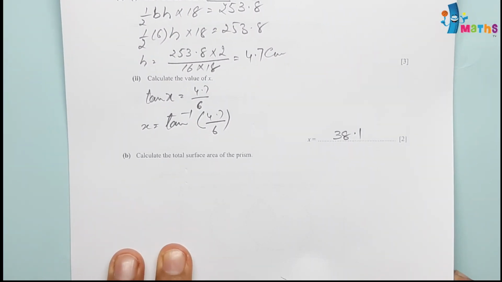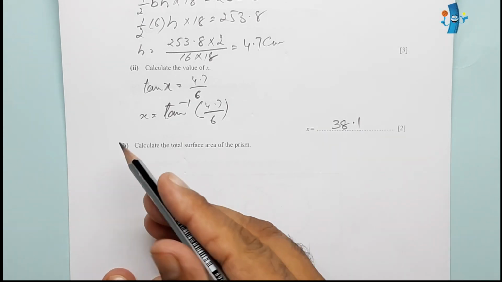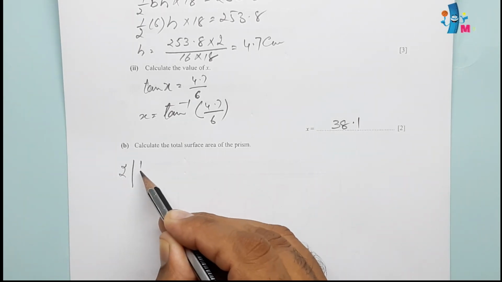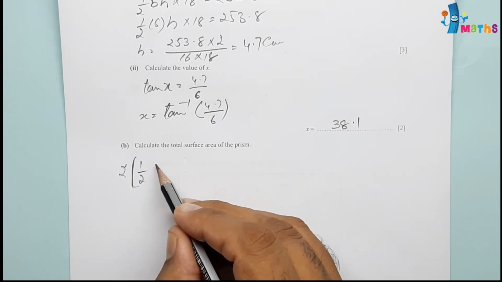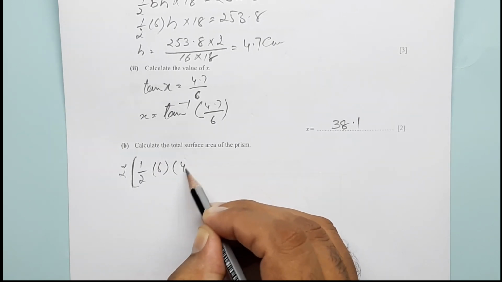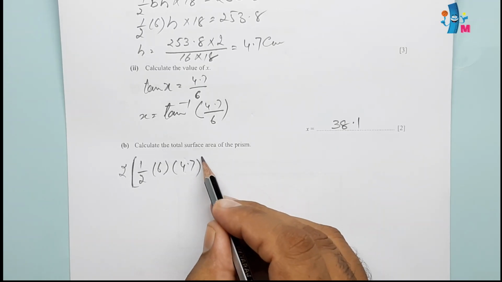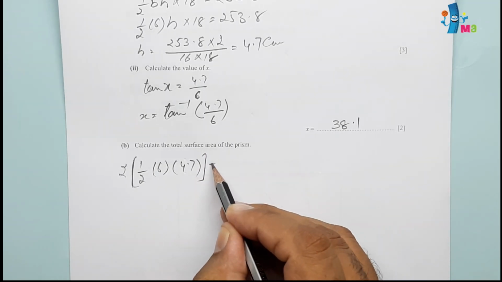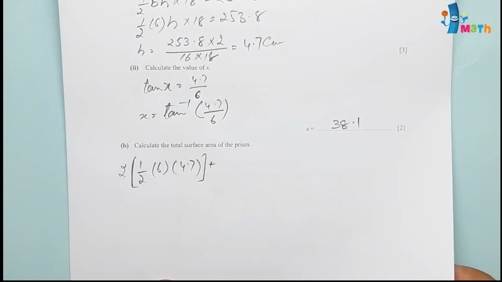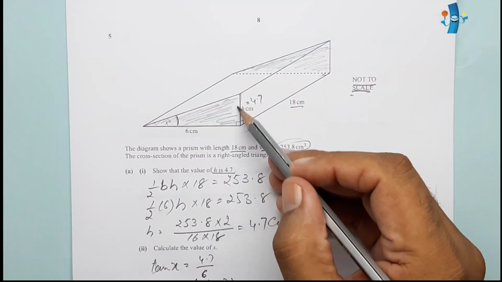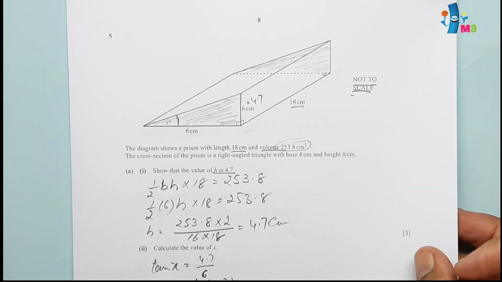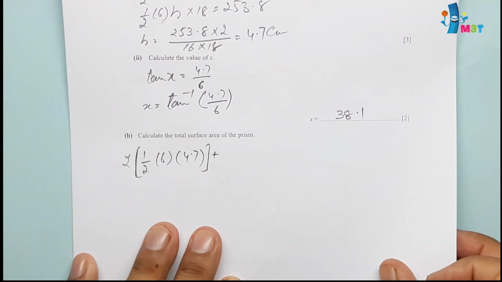So we can write for this one 2 into half, base into height. Base is 6 and height is 4.7. So this will be the area of the two triangular areas. Then we have this rectangular area, 4.7 multiplied by 18.